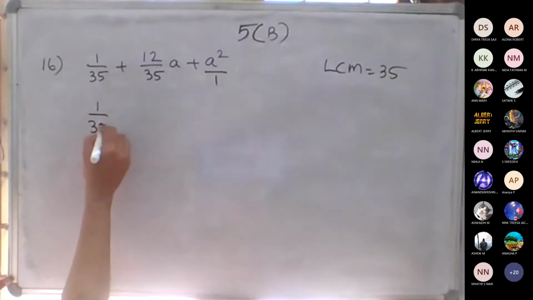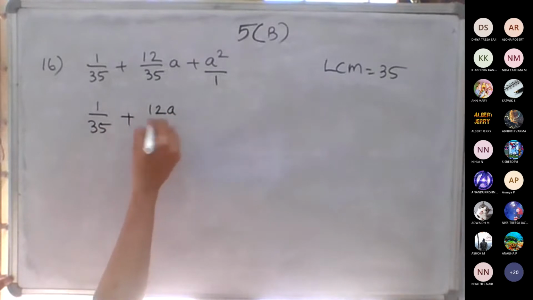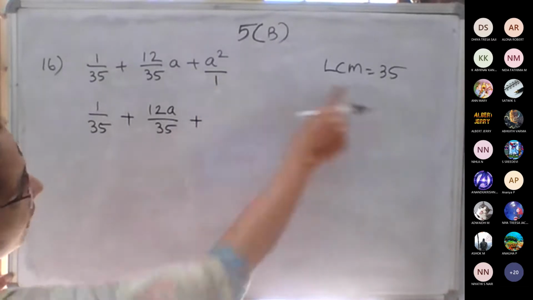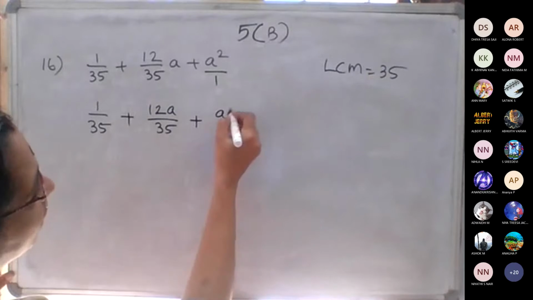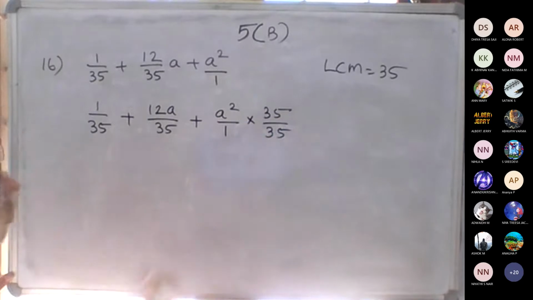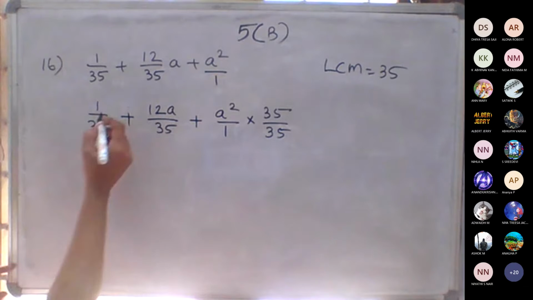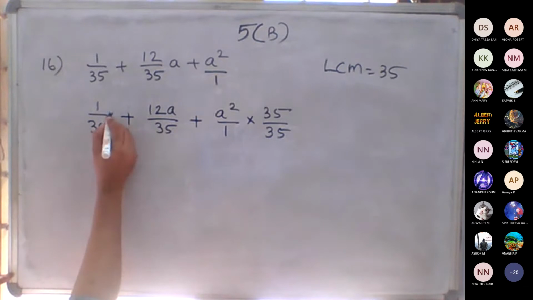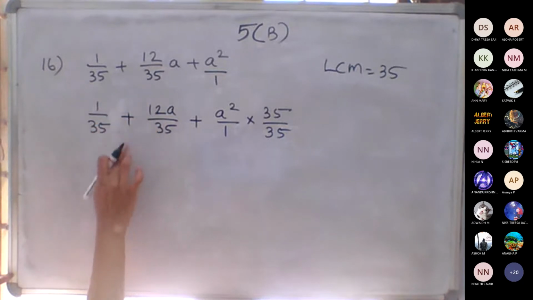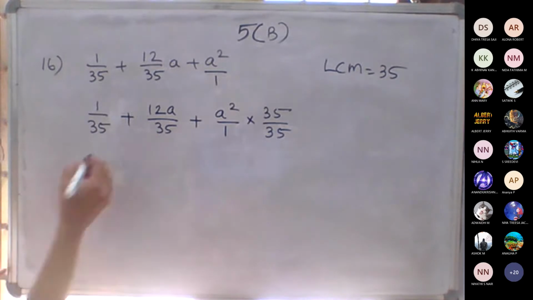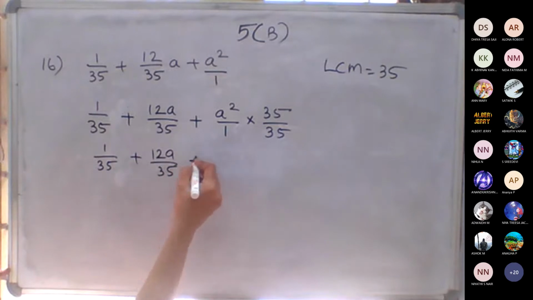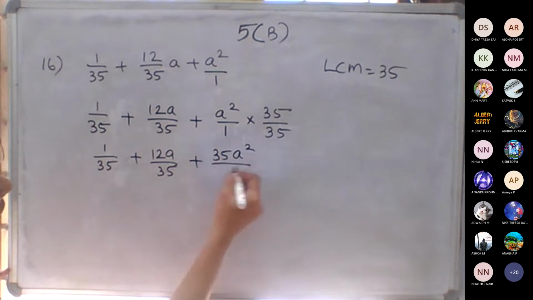So 1 divided by 35 plus 12a divided by 35 plus, we want to change that denominator 1 into the LCM 35. So what do we have to do? A square by 1, into 35 in numerator and denominator also 35. We don't want to do anything with this 1 by 35 because we would only multiply by 1 by 1, so no need of writing that. So it will be 1 by 35 plus 12a by 35 plus 35a square by 35.